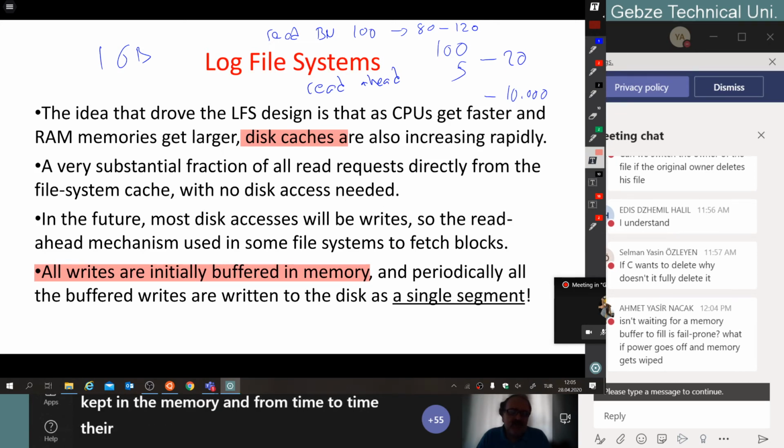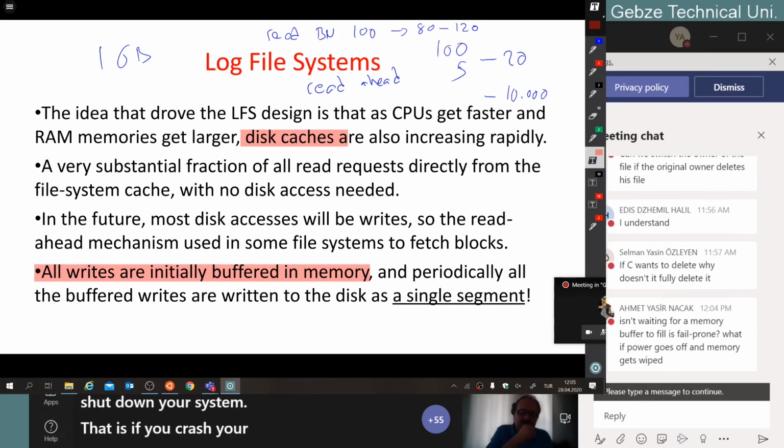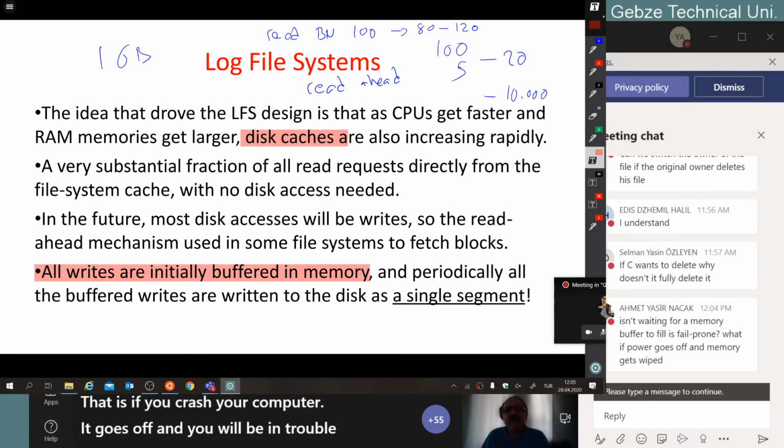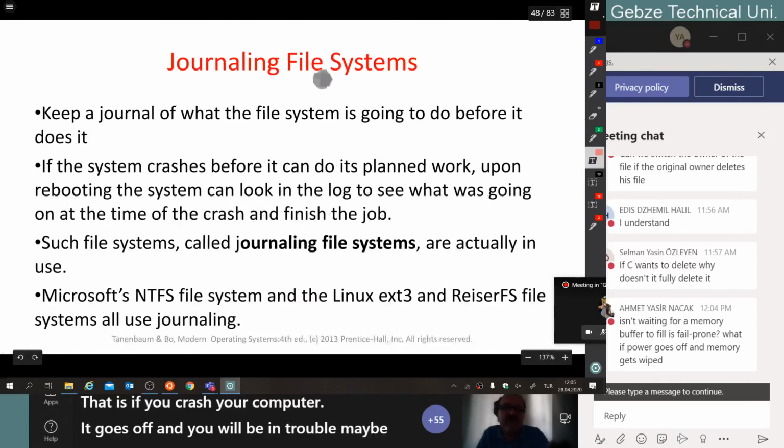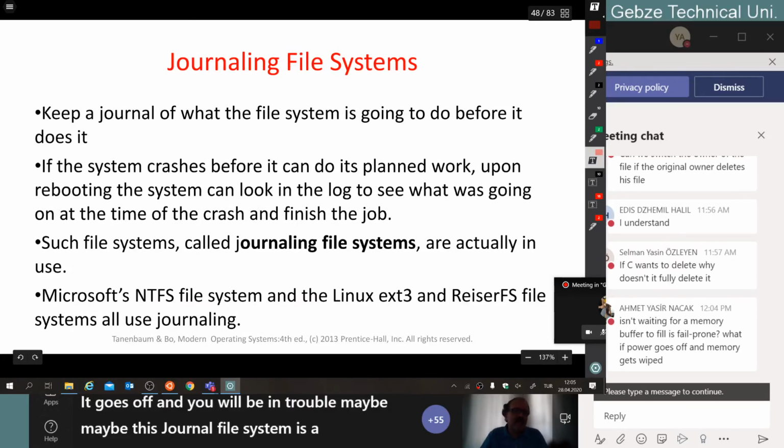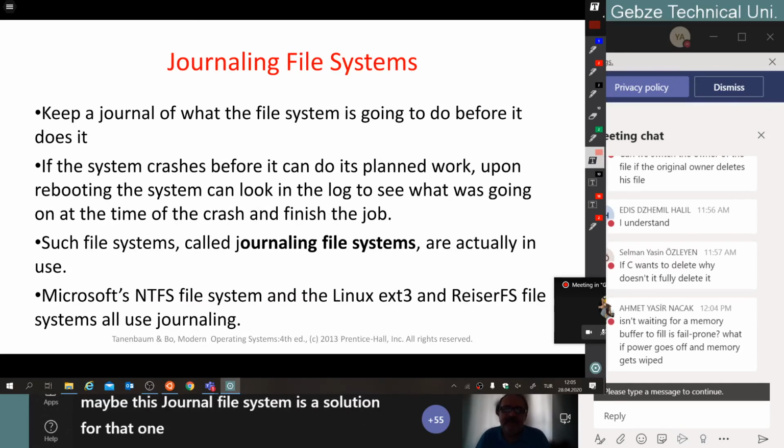If you don't properly shut down your system, that is, if you crash your computer or the power goes off, then you will be in trouble. Maybe the journaling file system is a solution for that. This one says that before you do anything on your disk, you keep a journal of what the file system is going to do before it does it. Okay?